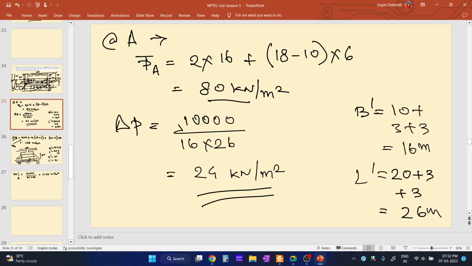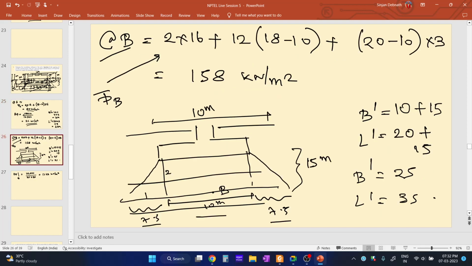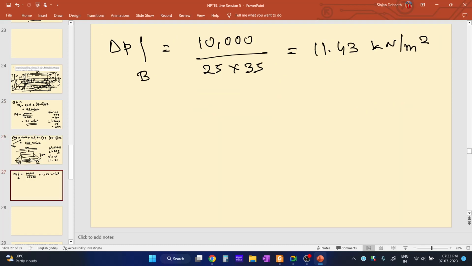See, in case of point B, the effective overburden pressure obviously will be higher because it is at a much greater depth, and the additional stress is lower than at point A because it is much deeper than point A. So the stress caused due to 10,000 kilonewton is lower in case of point B than point A.